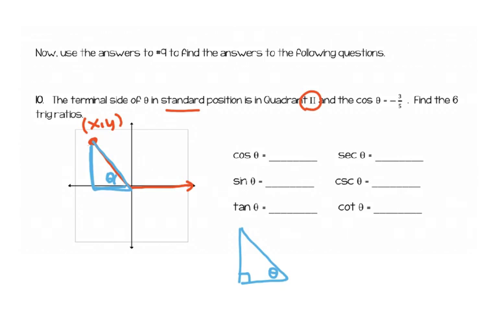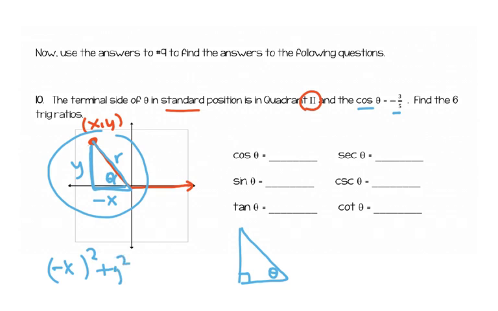Now it tells us a clue. It says that the cosine is negative 3/5. In this quadrant, I know that my x is going to be negative, and y is going to be positive. This is going to be r. If you think about the Pythagorean Theorem, if you did negative x squared plus y squared, r is always going to be positive. X and y, depending on what quadrant they're in, might be negative.